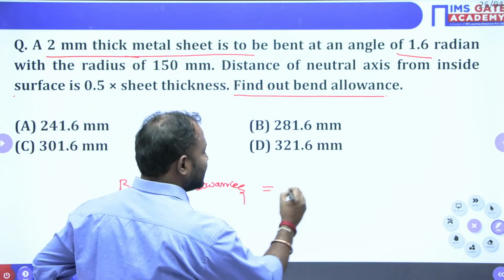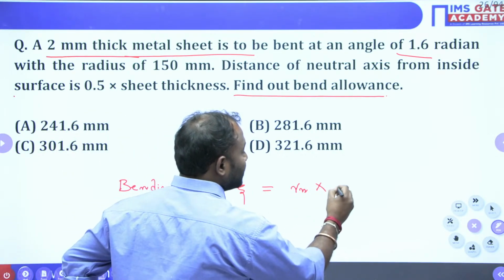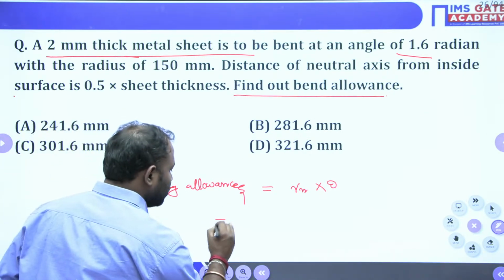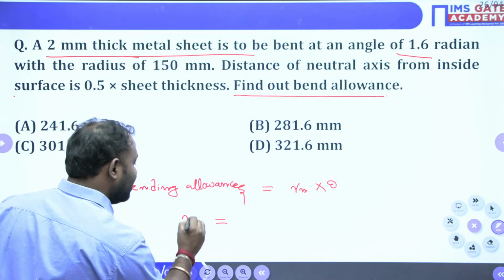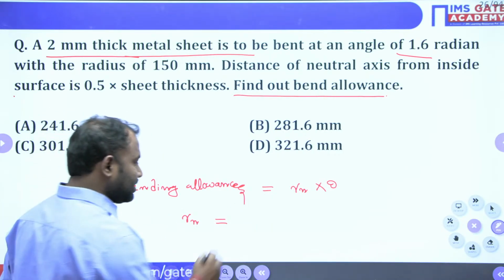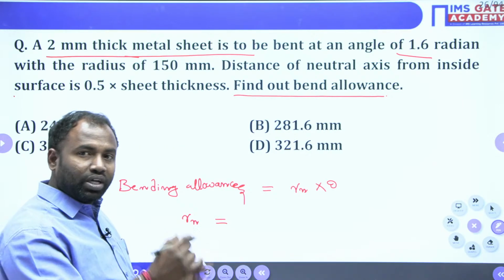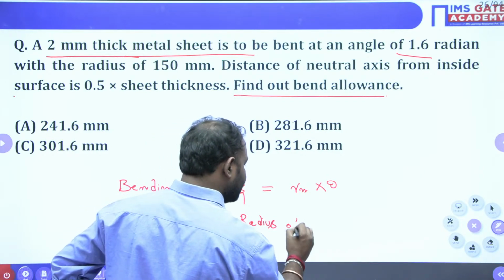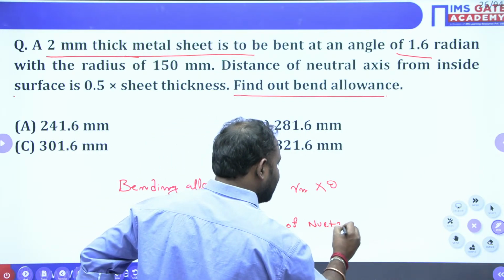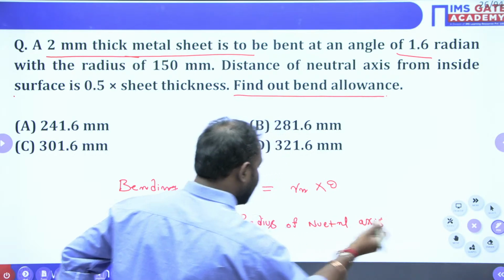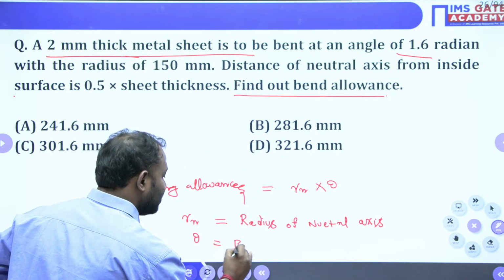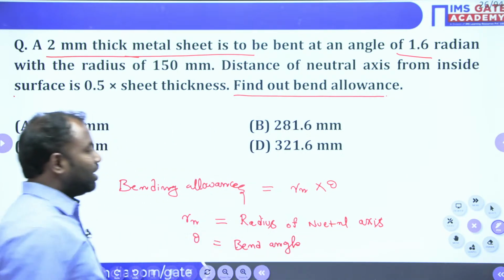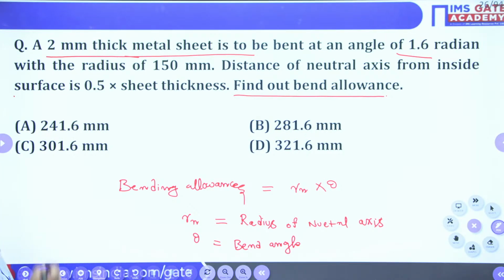Bending allowance is equal to Rn into theta. Now here, what is Rn? Rn is the radius of the neutral axis, from the bending center to the neutral axis. And theta is the bend angle. Theta is given.